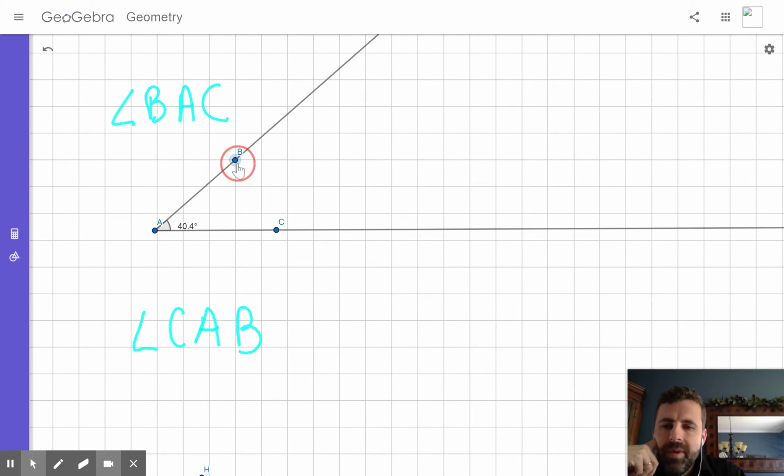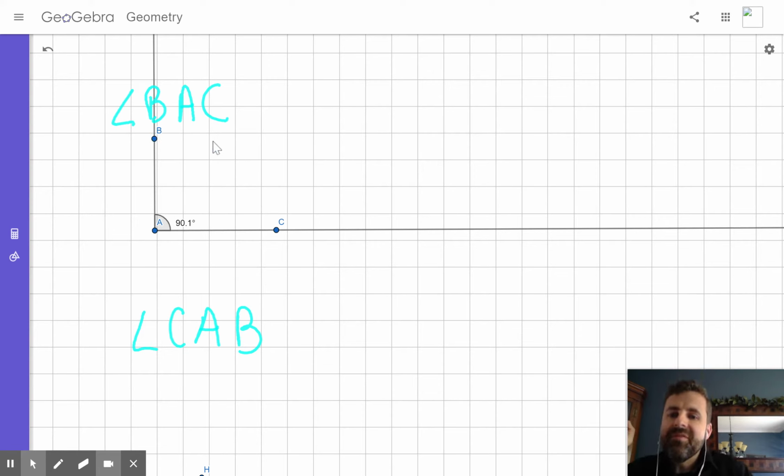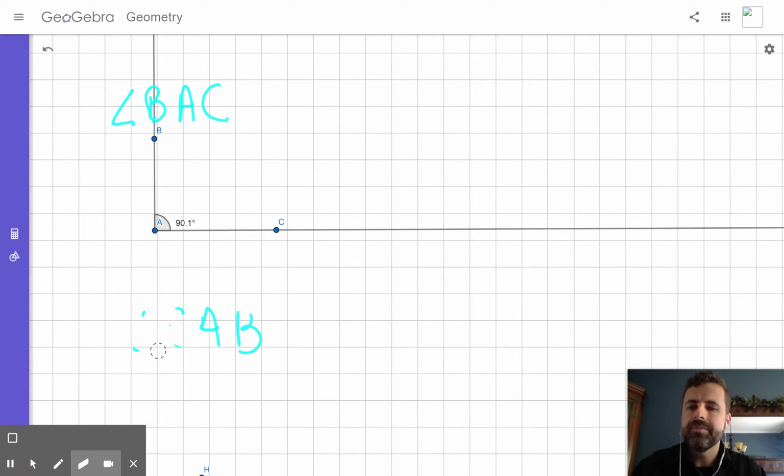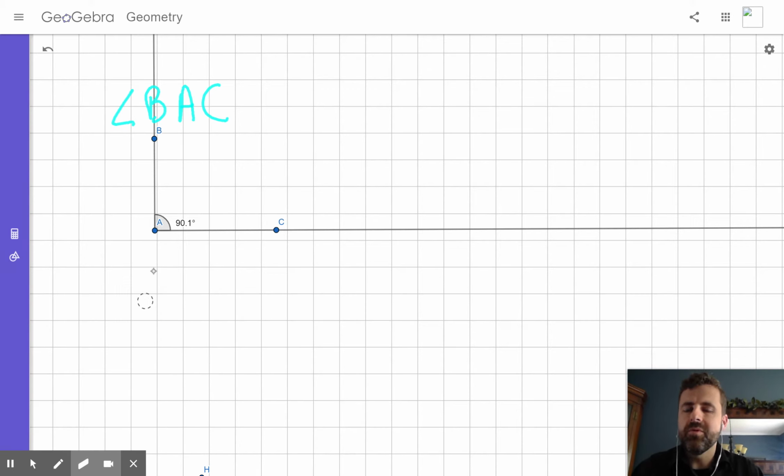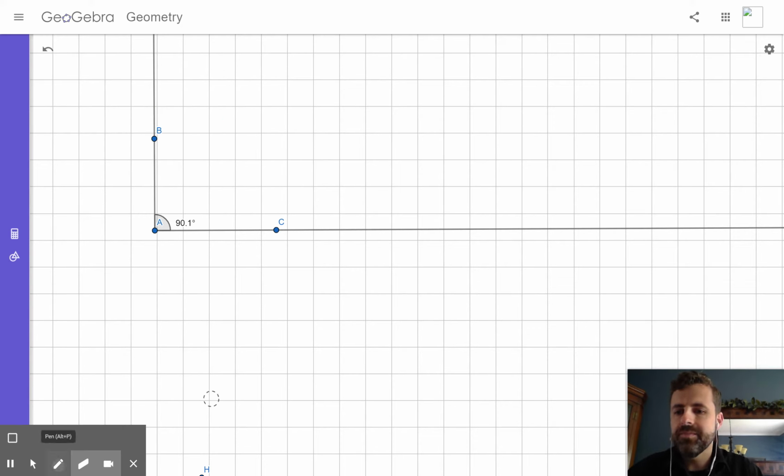Okay, so let's go back up here, and I'm going to make this angle exactly 90 degrees if I can get it there. Okay, it's not wanting me to get it exactly right. That's pretty close, but you can see here it's 90.1. If it were exactly 90 degrees, then we would classify this kind of angle as a right angle. You probably have heard that before. A right angle tends to make that L shape. That's how we can recognize it.